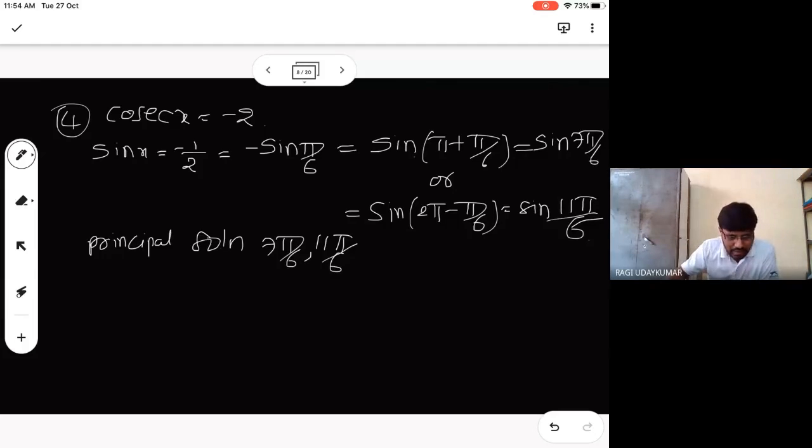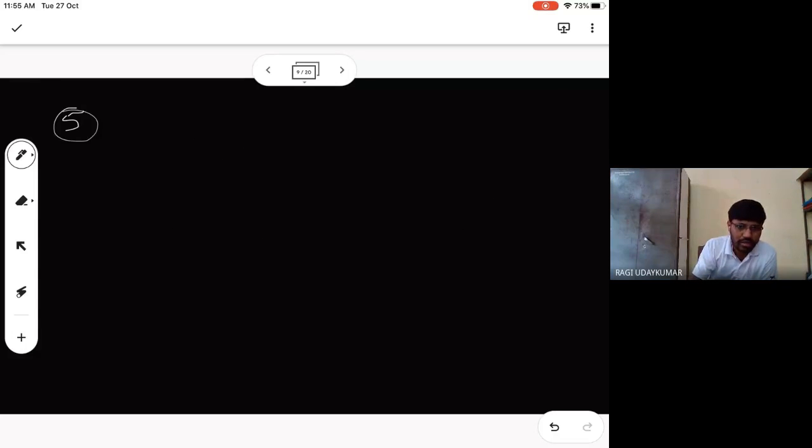n pi plus minus 1 to the power of n. Either 7 pi by 6 you can take or 11 pi by 6 you can take. Okay, so this is the problem. Next, let us move to the next problem. You try the problems here. These are, you can do it.